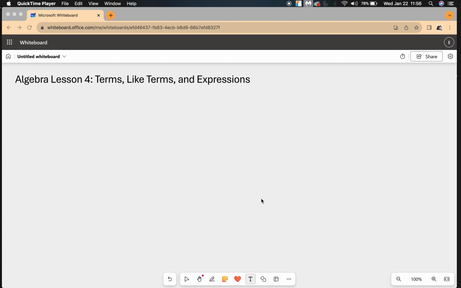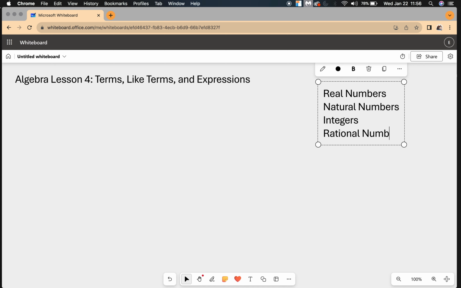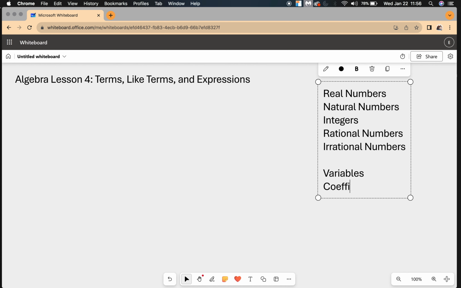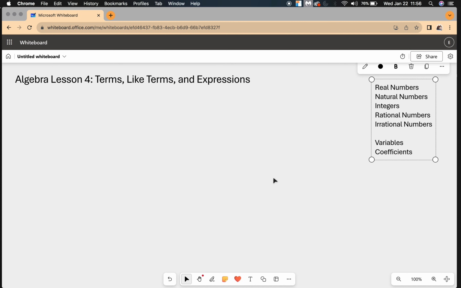All right, continuing our list of important words to know, we had real numbers, natural numbers, integers, rational numbers, irrational numbers, and in the last lesson we did variables and coefficients. Somehow I feel like I spelled that wrong, but don't judge. All right, so that's what we have so far for our list of important words to know. In this lesson we are covering terms, like terms, and expressions.